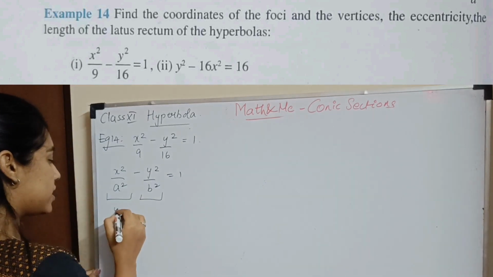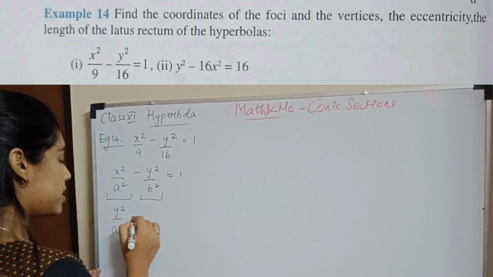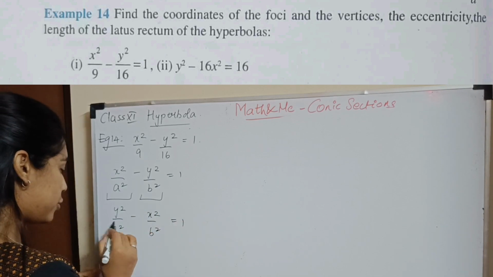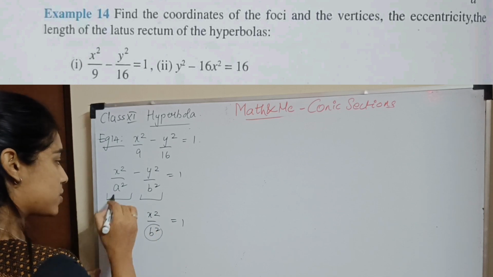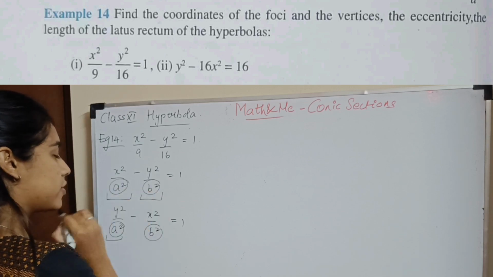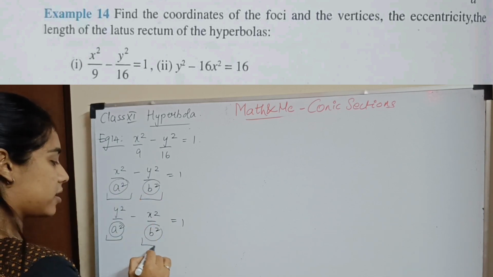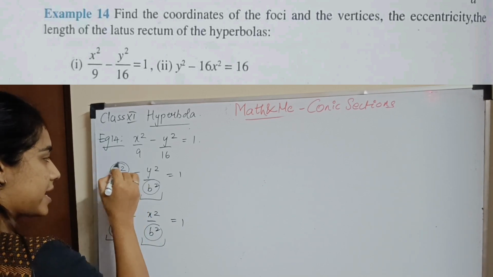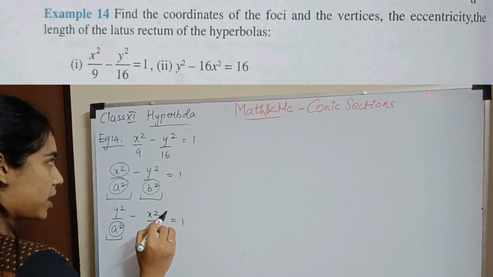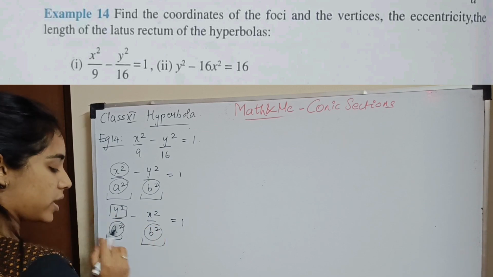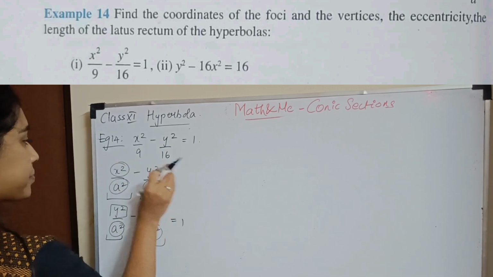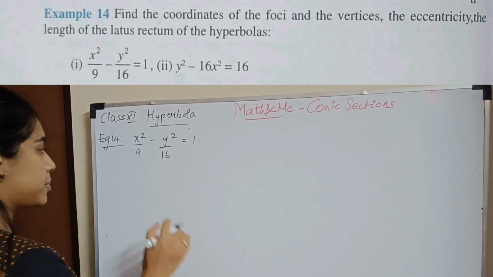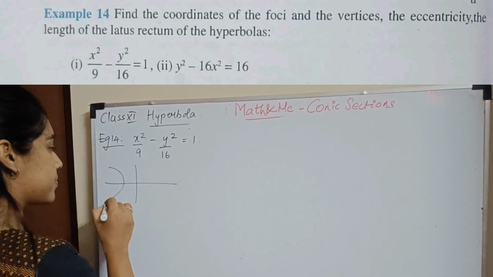If it was y square, what would happen? y square by a square minus x square by b square equals 1. So first always a square should come, and second b square should come. You always have a square in the first term and b square in the second term. So if it is of this form, your hyperbola is along the x-axis. If it is of this form, your hyperbola is along the y-axis. According to this question, our hyperbola is along the x-axis. So the hyperbola looks like this.